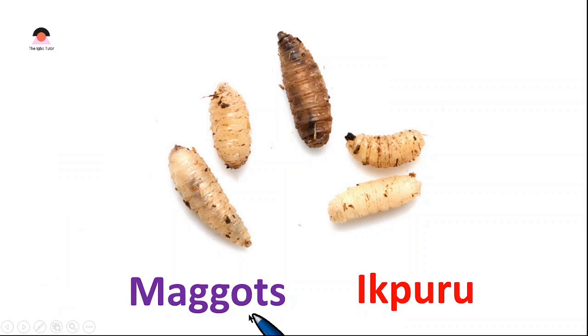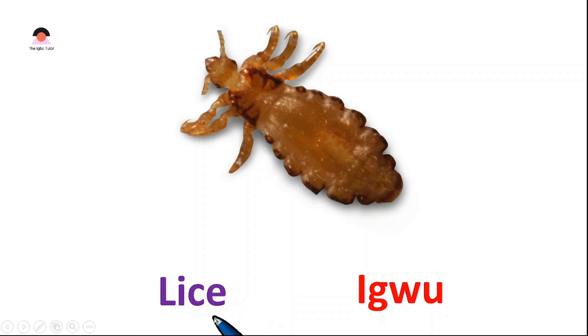Move on to maggots. What is maggots in Igbo? We call it iburu. Iburu. That is maggots in Igbo language. Now, lice that live in the hair of human beings and other places like that. What do we call it? We call it igu. Igu, that is lice for you. Let's move on.